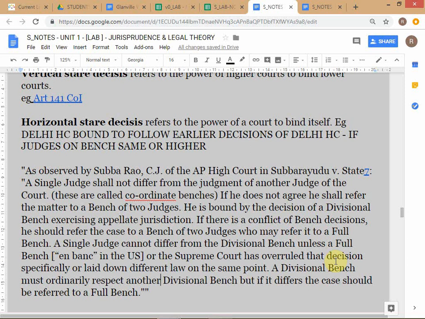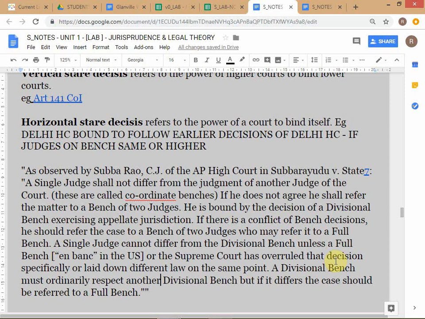So even in horizontal stare decisis, we say that a court is bound by its own previous decisions, unless you can show that there's something seriously wrong with the previous decision. In general, by default, you understand what default means? Yes. The default rule is that the court is bound by its own previous decision. So in the Calcutta High Court, if you have a single judge and you have a previous decision of a single judge or 2 judges or 3 judges of the Calcutta High Court, you can pressurize that judge in your case and say, look at this case. It was decided by this court and these are the material facts, the same facts as in my case. So therefore, I should also get the same decision.